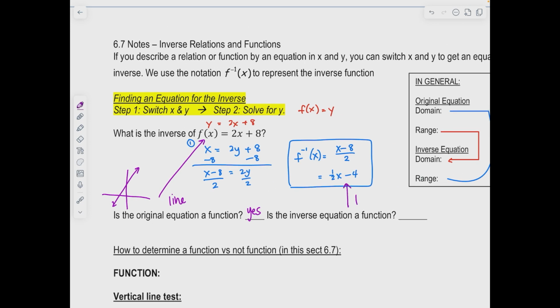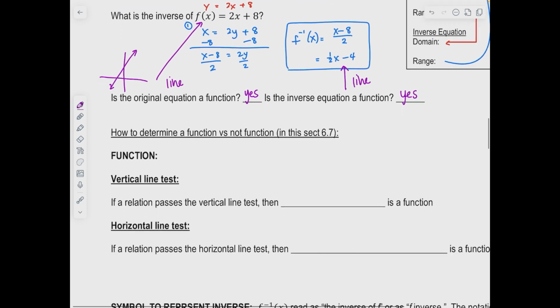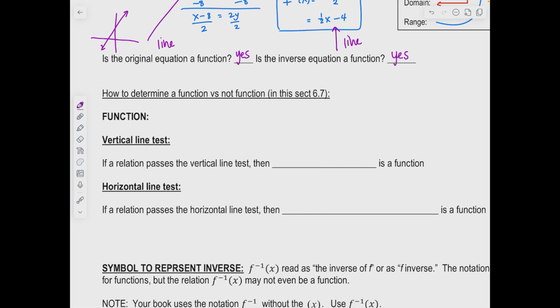Is the inverse a function? Well, notice that the inverse is also a line. So therefore the answer is yes, it is a function. Every input has exactly one output. Now we have another test here for how to determine a function versus not a function. We have something called the vertical line test.